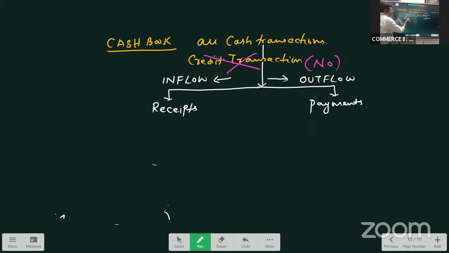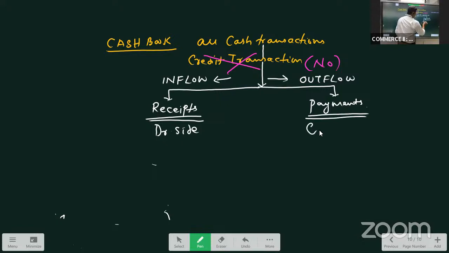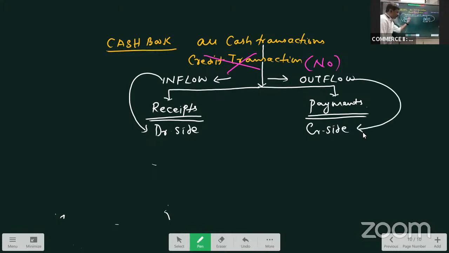Receipts are recorded on the debit side of the cash book. All the payments are recorded on the credit side. All the inflow of cash is debited. All the outflow of cash is credited. Debit what comes in, credit what goes out.